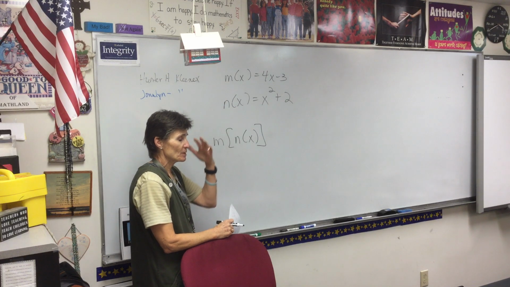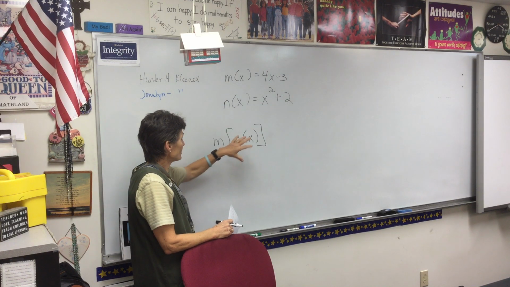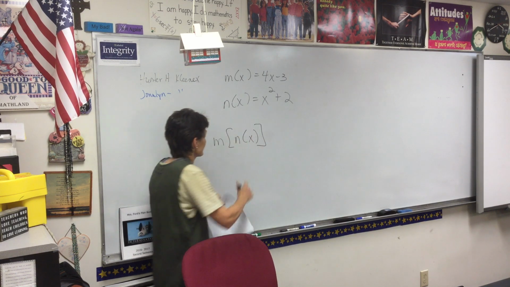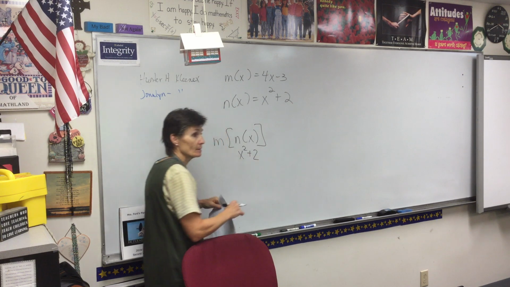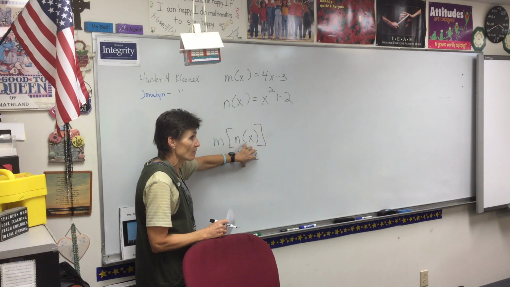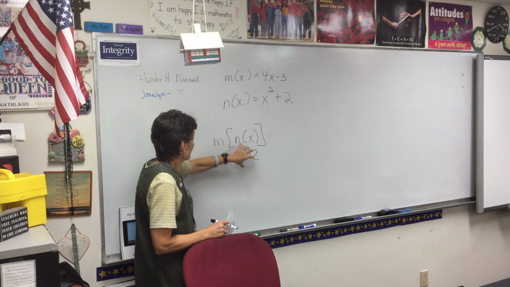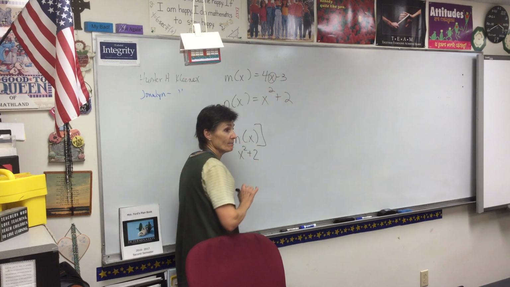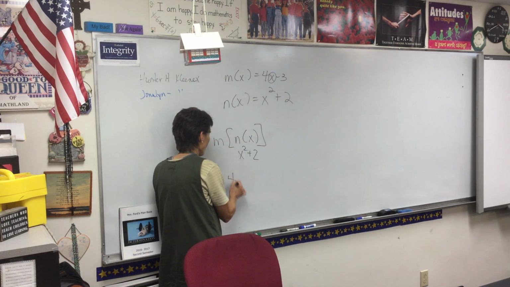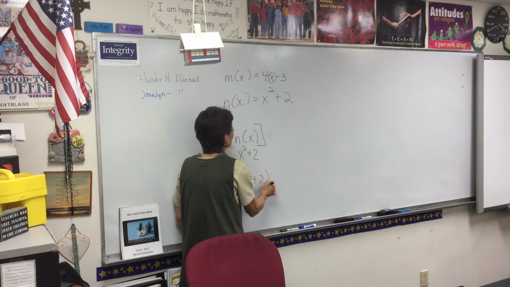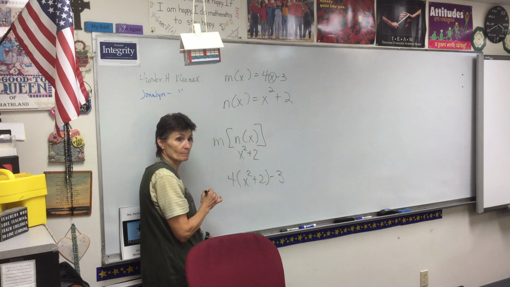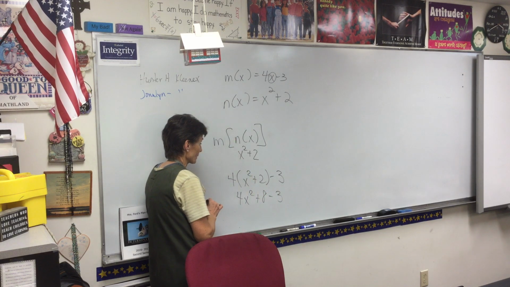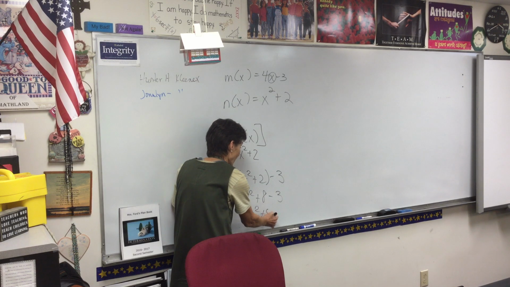All right, so just stop a minute. We just did this. We're going to figure out what m of n of x is. Well, we know what n of x is. It's x squared plus 2, right? And then what are we going to do with that x squared plus 2? We're going to go to the m function and plug it in right there. So we'll have 4 times x squared plus 2 minus 3, which is 4x squared plus 8 minus 3, which is 4x squared plus 5.